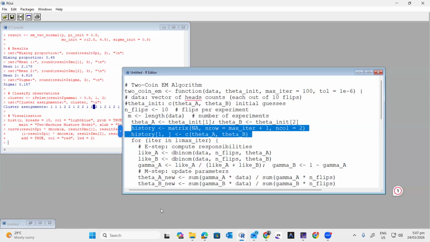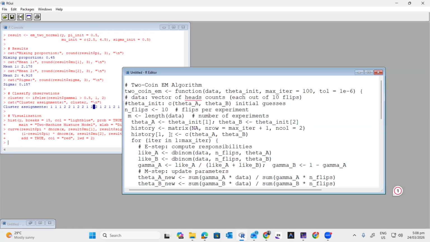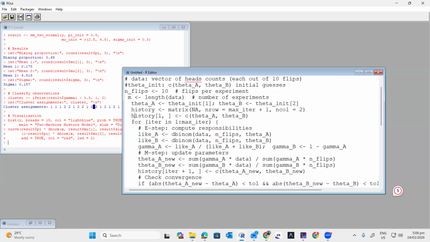All right, and after that the next history, 1 comma m, so the initial values are stored in the first row of the history matrix. Okay, after that we are going for the EM loop here. That will be the main loop. This begins the EM iteration loop, which will run at most maximum iteration times. Whatever the maximum number of iterations we write here, it will run up to that.